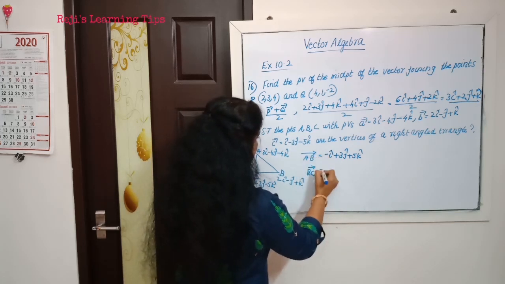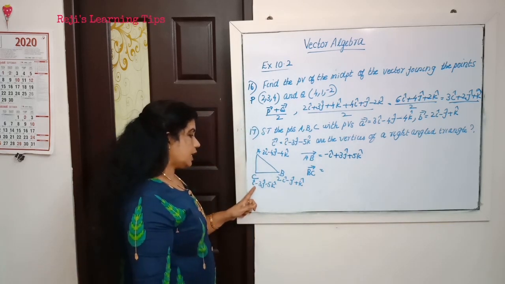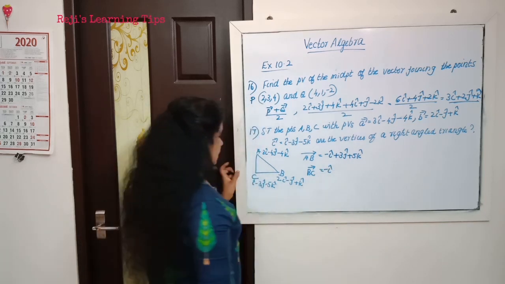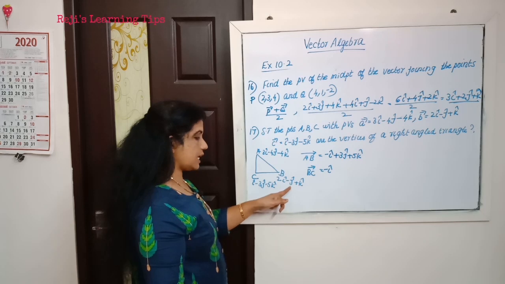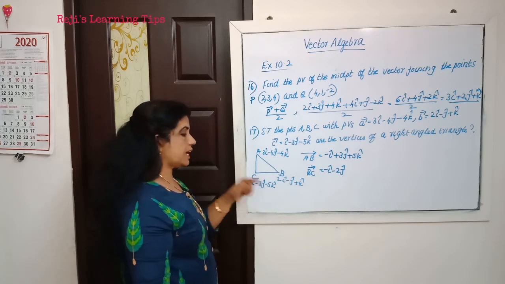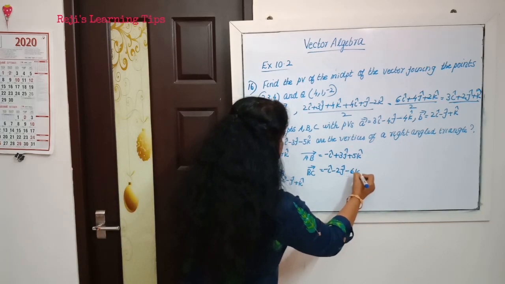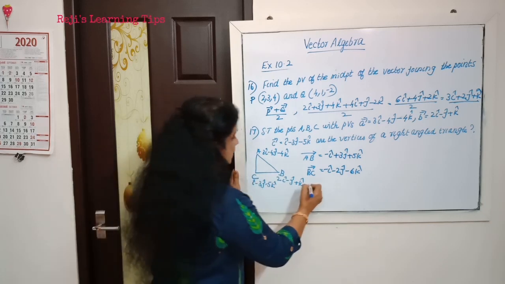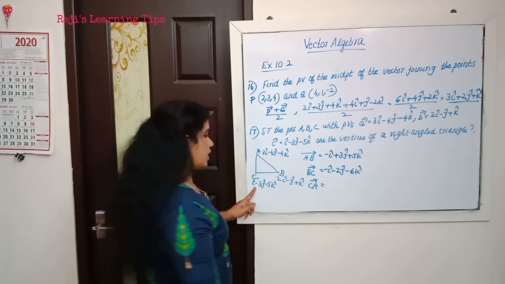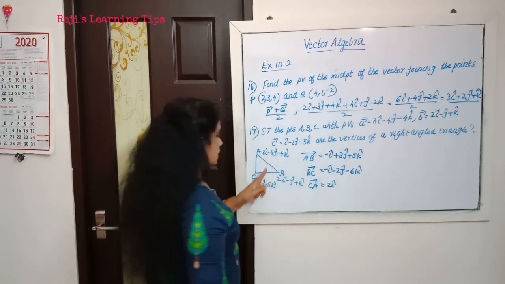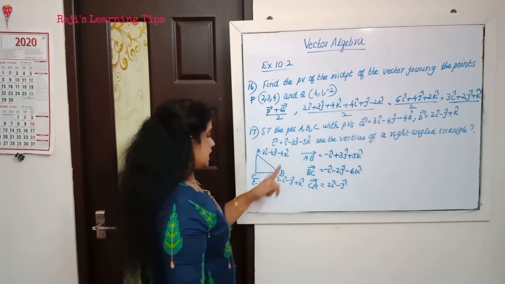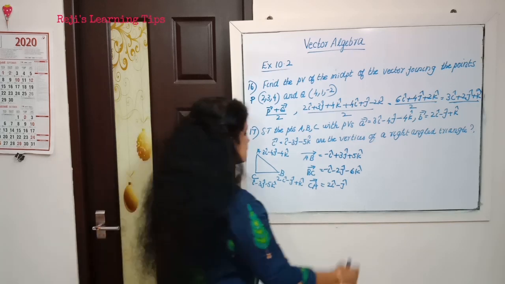Then we should find BC. Vector BC is equal to x2 minus x1: 1 minus 2 is minus i cap. Minus 3 minus of minus 1, that is minus 3 plus 1, is minus 2j cap. Minus 5 minus 1 is minus 6k cap. After AB and BC, we should find CA. Vector CA is equal to 3 minus 1, that is 2i cap. Minus 4 minus of minus 3 is minus j cap. Minus 4 minus of minus 5 is k cap.